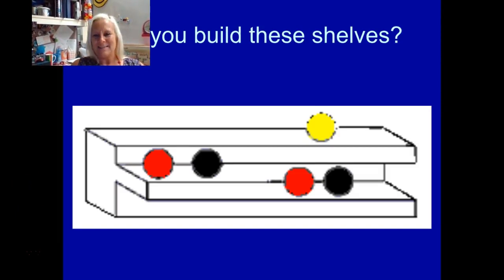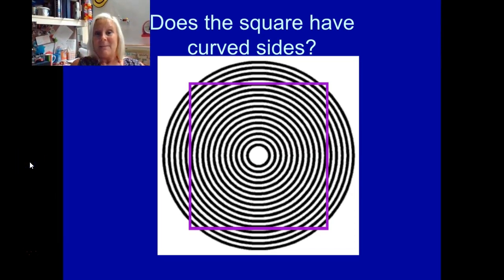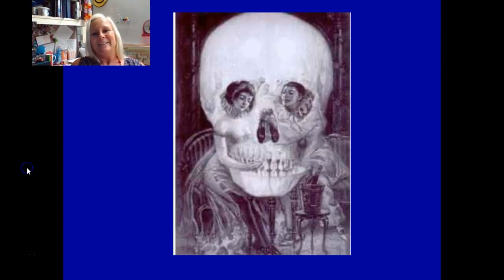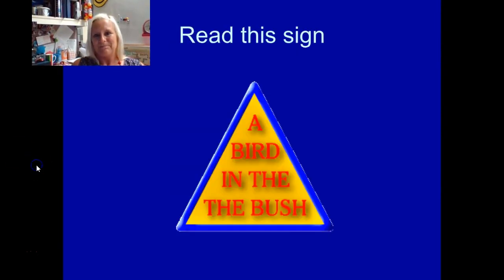Just run your eyes side to side. Boy, does that just mess with my head. How many squares? Does the square have curved sides or not? Because of the circles going around, it actually makes the lines look like they're curved. Oh, another really cool artistic piece where people have layered different things to produce an image.